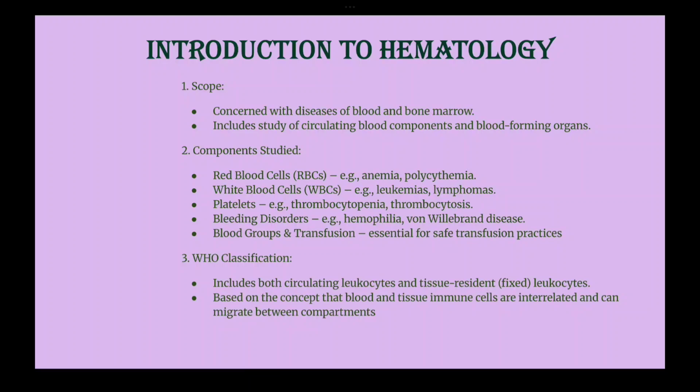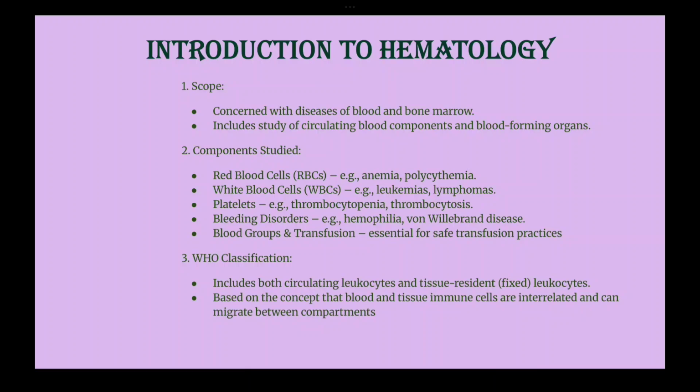which can lead to normal and abnormal counts of the RBCs or diseases of the RBCs, for example, anemia and polycythemia. White blood cells and the diseases related to them, like leukemias and lymphomas. For the platelets, thrombocytopenia, thrombocytosis, bleeding disorders like hemophilia and von Willebrand disease, and blood groups and transfusion-related topics that are essential for safe transfusion practices. So these are the components of study under the hematology topic.